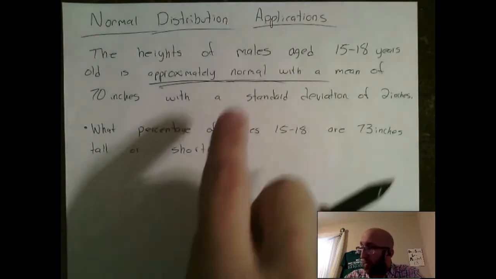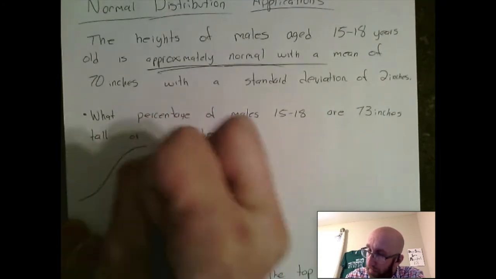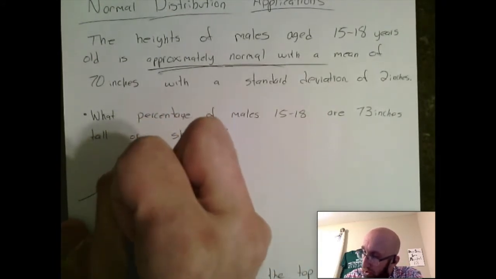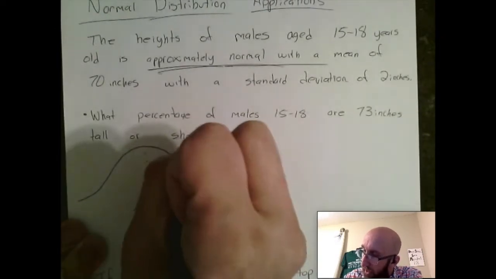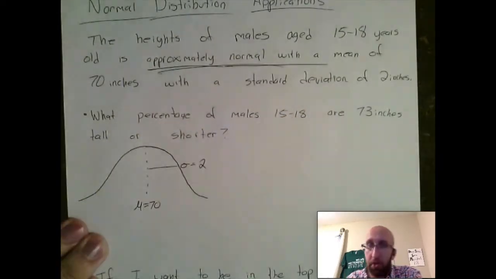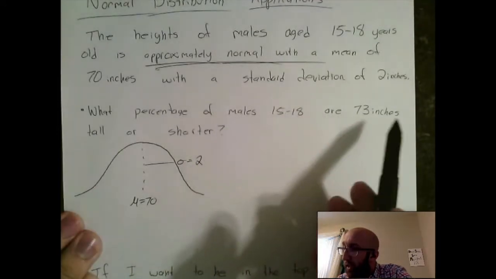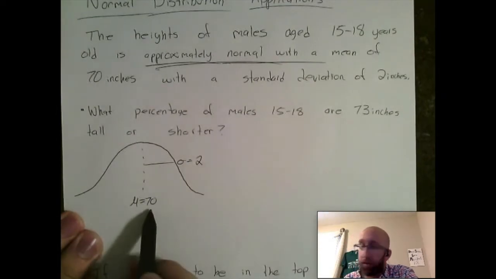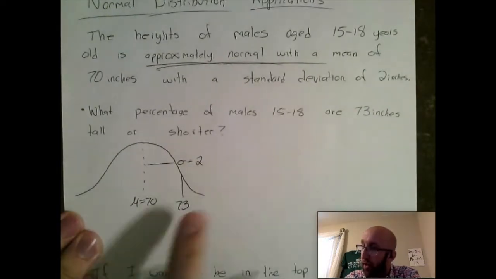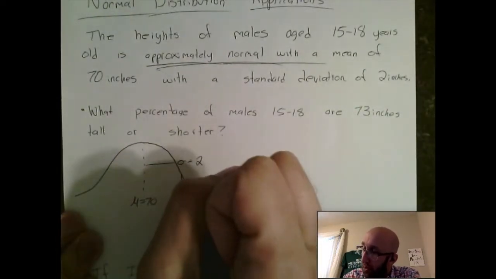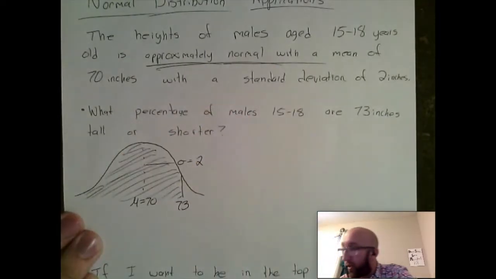So with this problem, since they said it's approximately normal and they're trying to find a percentage, what I'm going to do is set up my normal distribution first and recognize that we do have a normal distribution with the center or the mean of 70 and a standard deviation of 2. What we want to know is what percentage of males 15 to 18 are 73 inches or shorter. So if 70 is in the middle, 73 would be over here to the right as our cutoff point. That's what we're observing. And they want 73 inches or shorter, so they want to know what is this proportion or area to the left so that we could use it as a percentage.